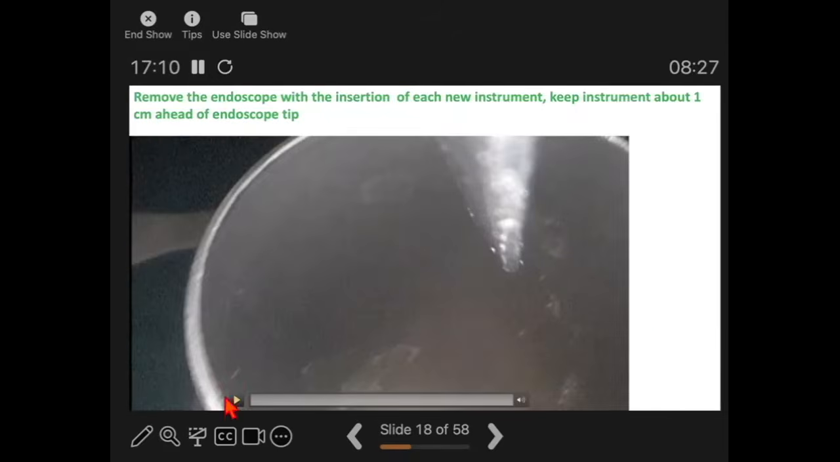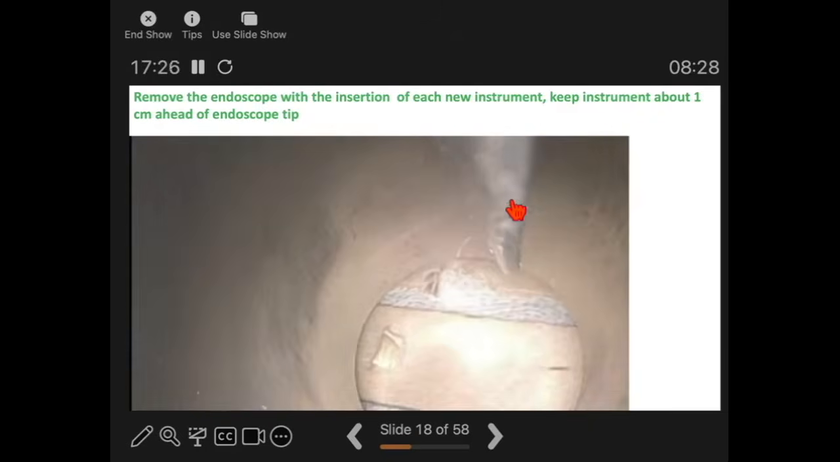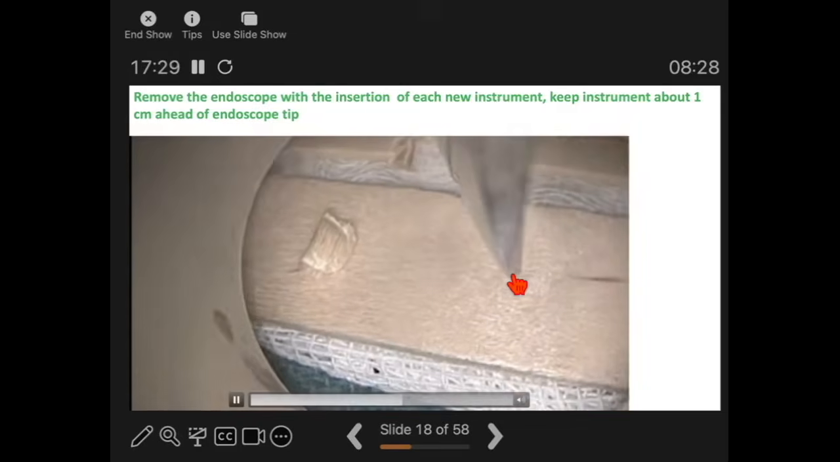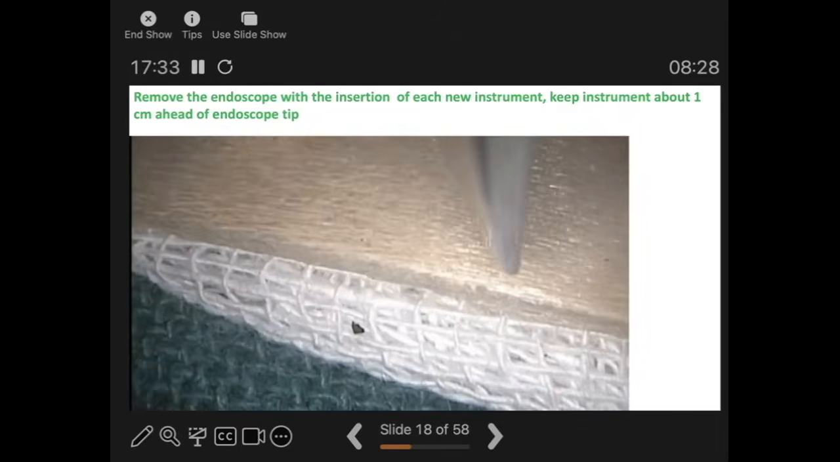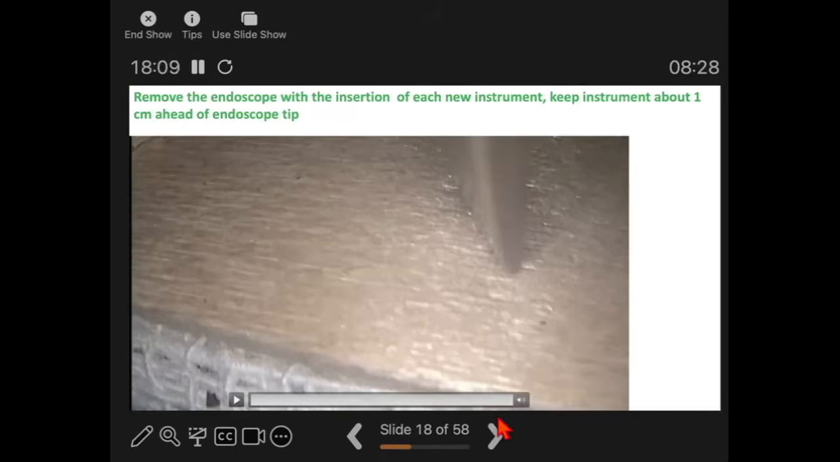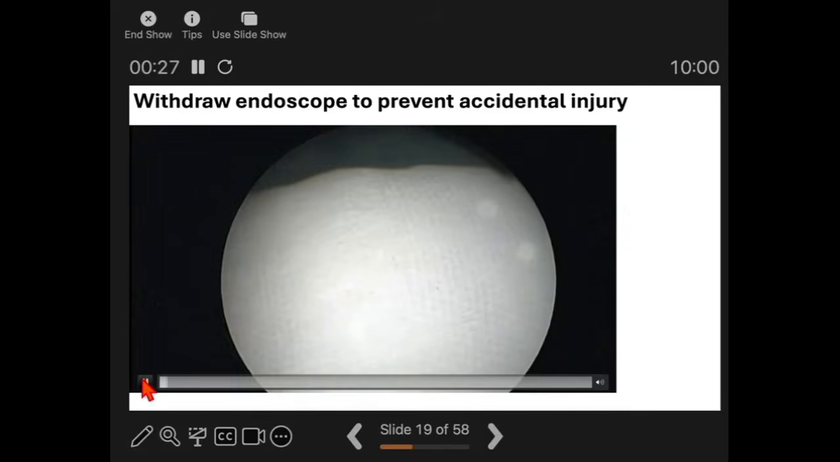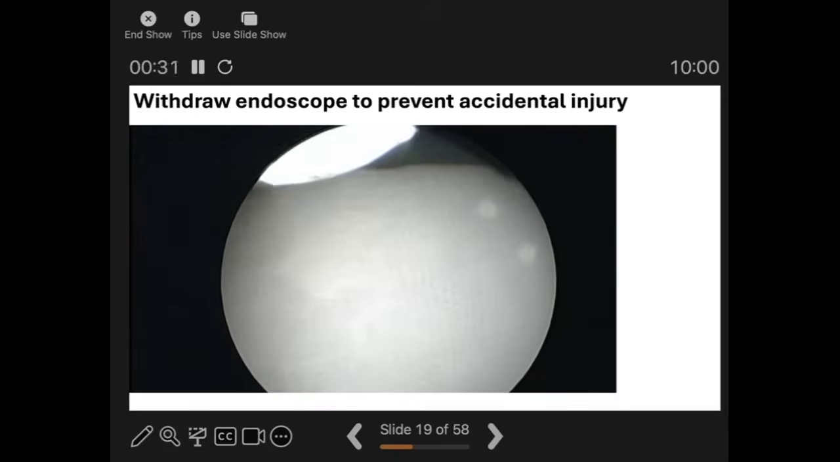This is an example of how to introduce instrument when surgeon is holding the scope. With each introduction of instrument, you should keep the instrument about 1 centimeter ahead of endoscope, and both instrument and the endoscope should be gradually introduced until you see working area very clearly. Withdraw the scope slightly away from the target to allow instrument tip to enter the field gradually, minimizing the risk of accidental injury. This is the video of how to introduce instrument through the working channel.